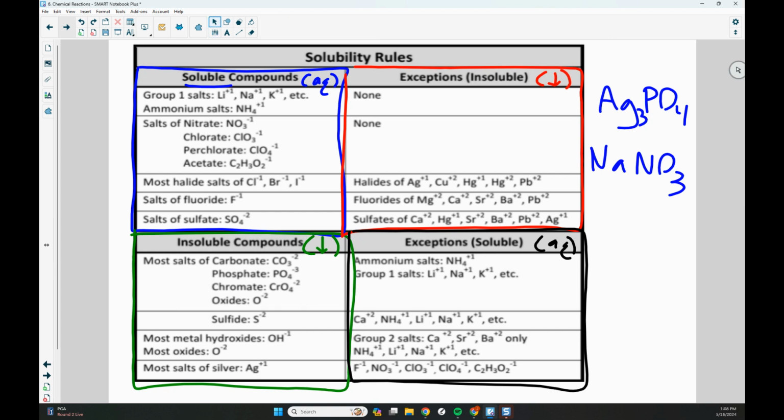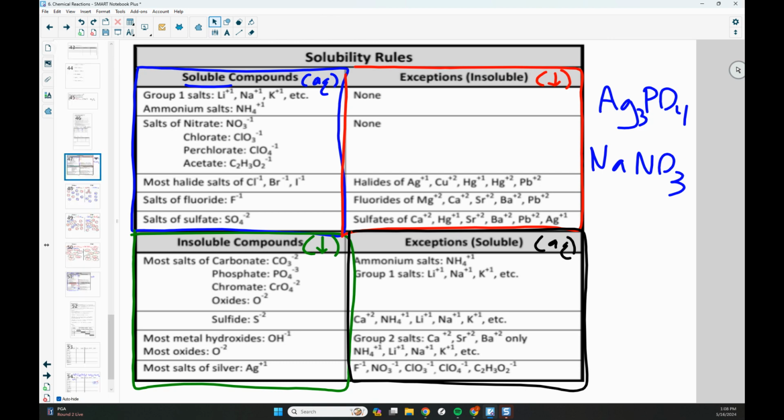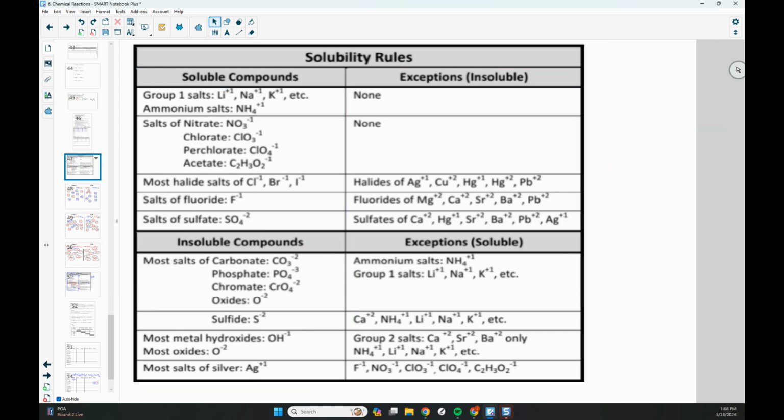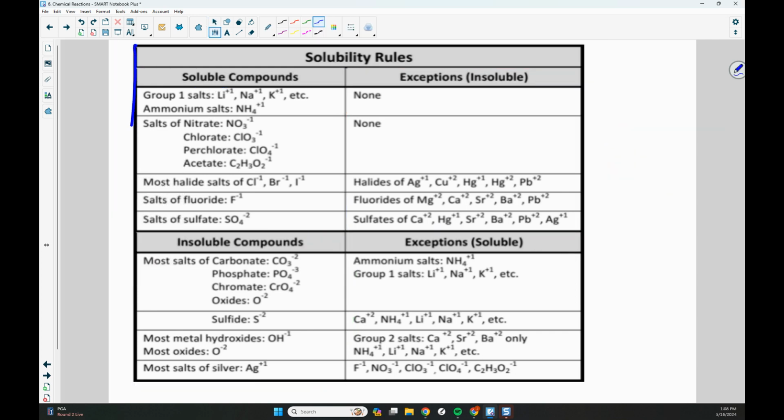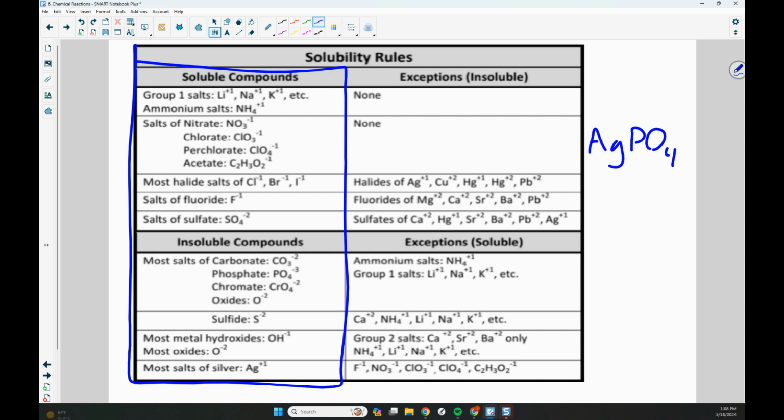So let's do an example. Let's look for silver phosphate first. I'm going to clear all this ink I've got on the page. I'm going to begin by just scanning for either silver or phosphate on the left side of this table here, okay? Again, I'm talking about silver phosphate and sodium nitrate.